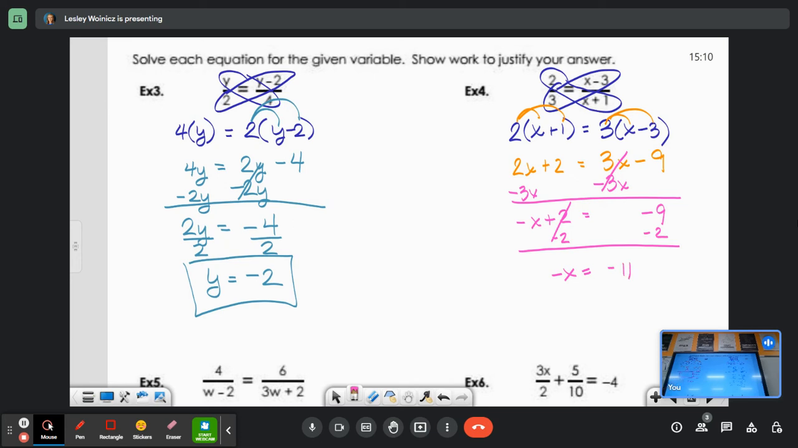Do I want the opposite of x, or do I want regular x? Regular x. So if the opposite of x is negative 11, what is x? Yeah, it's 11. Or, you can just think that in your head and be like, it should be 11. Or you can just divide by negative 1, right? And you get x is 11.